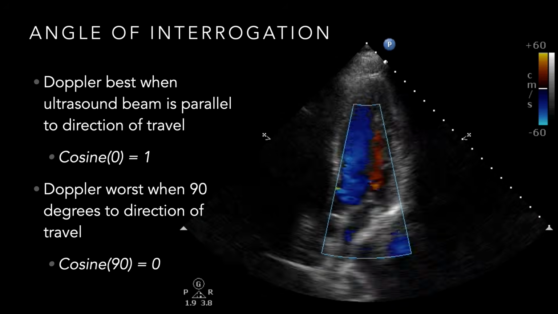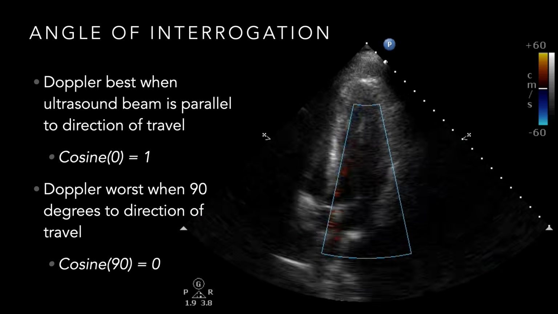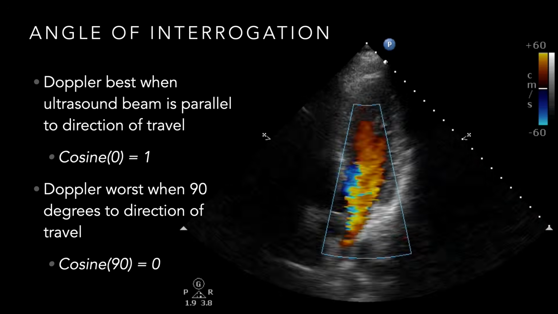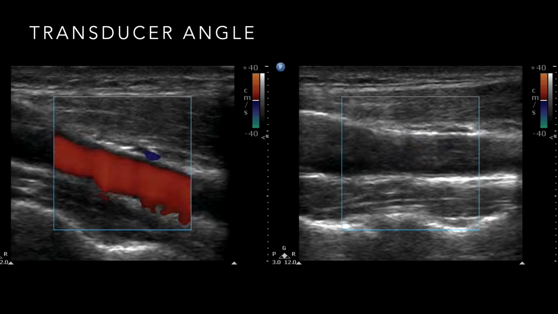And so we want to get our angle of interrogation to be less than 60 degrees off of the direction of blood flow that we're actually looking at. And so we can do this in a couple different ways, right? The easiest way is just adjusting the transducer angle.